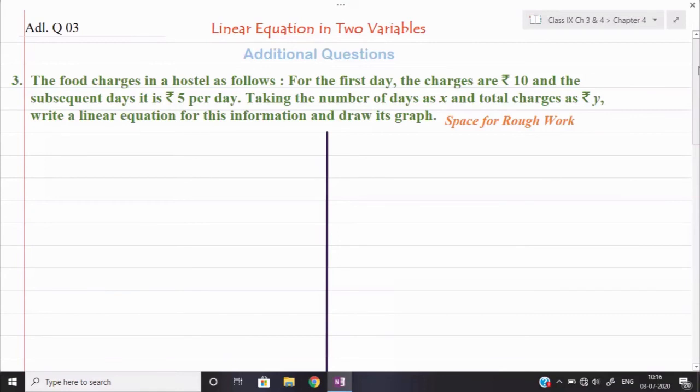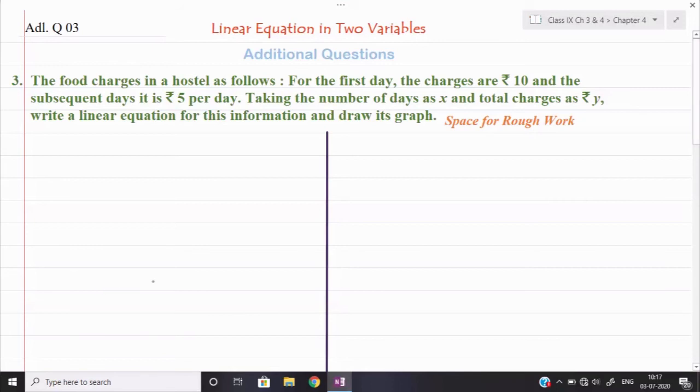They are saying the food charges in the hostel are as follows. For the first day, the charges are rupees 10 and the subsequent charge is rupees 5 per day. Taking the number of days as x and total charges as rupees y, write a linear equation for this information and then draw its graph. So let us see how we can do it.